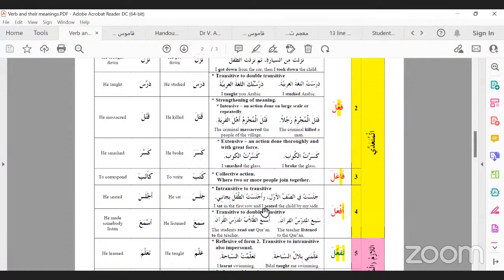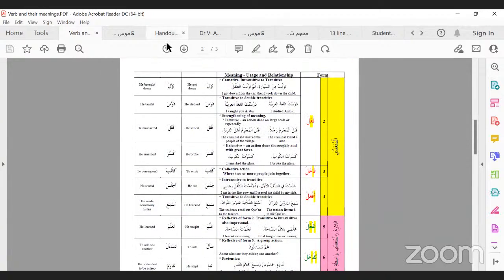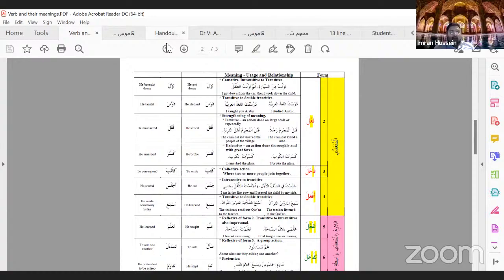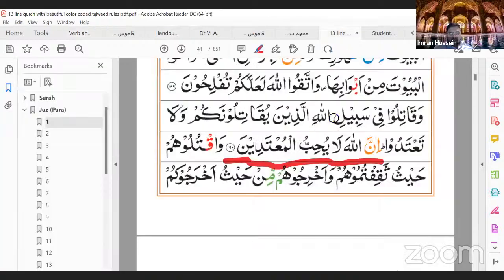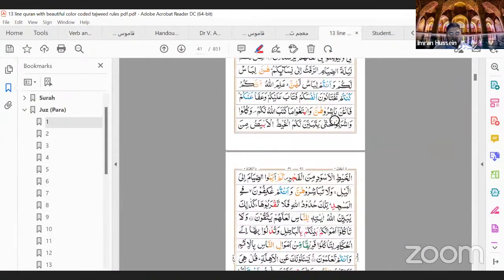Sheikh, can I ask a question? Yes, Sister Mukarrama. So when I say katabu, I corresponded. Is that the meaning? Yes, I corresponded with someone. Okay, thank you. Jazakallah. Now I'm going to go through the Quran.